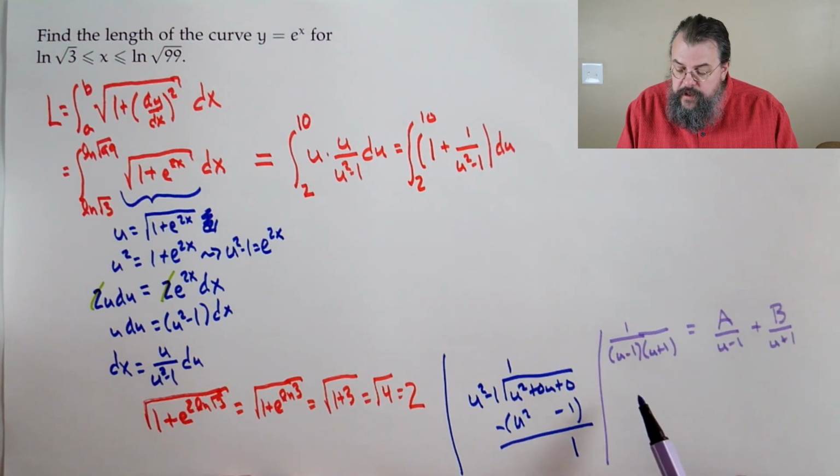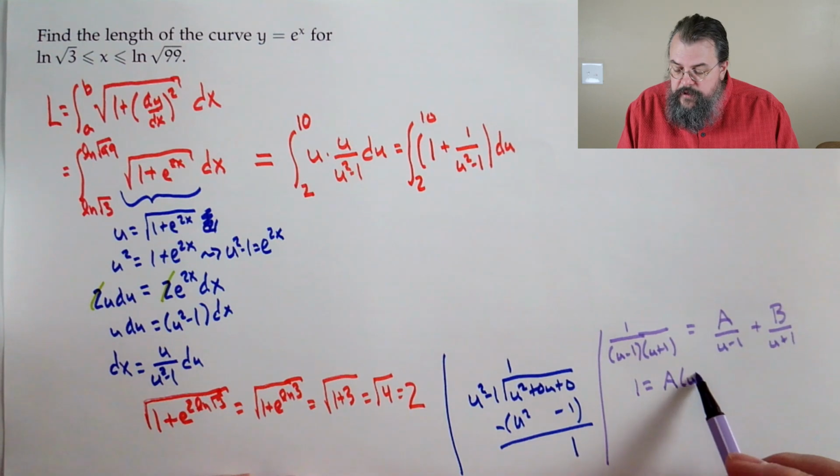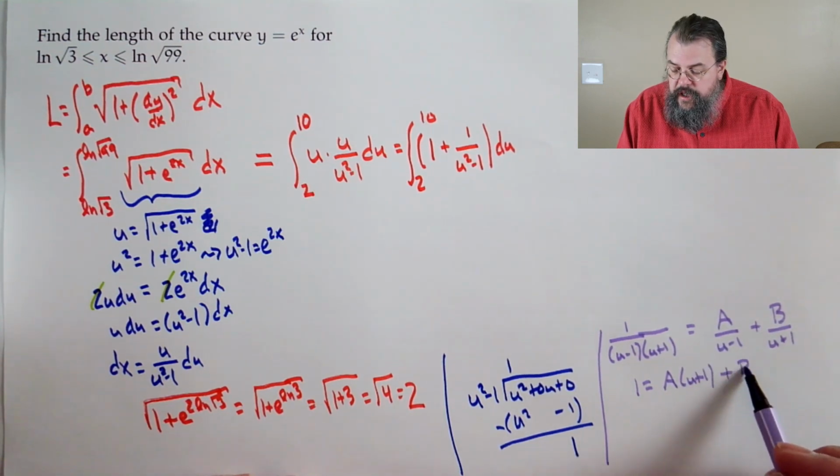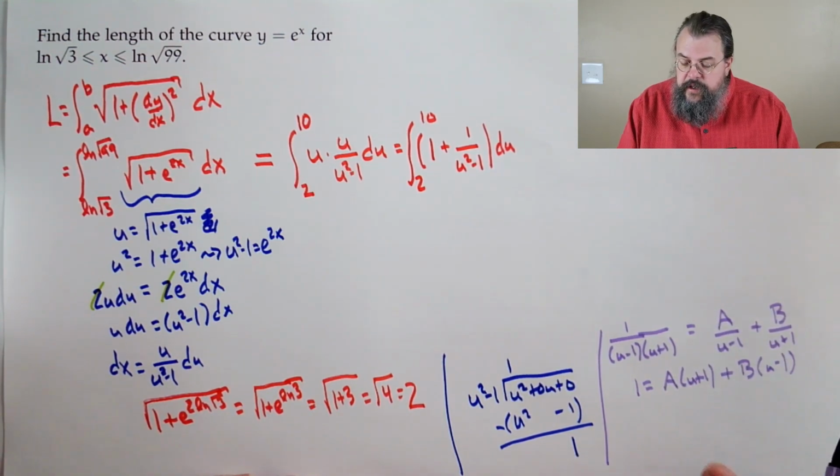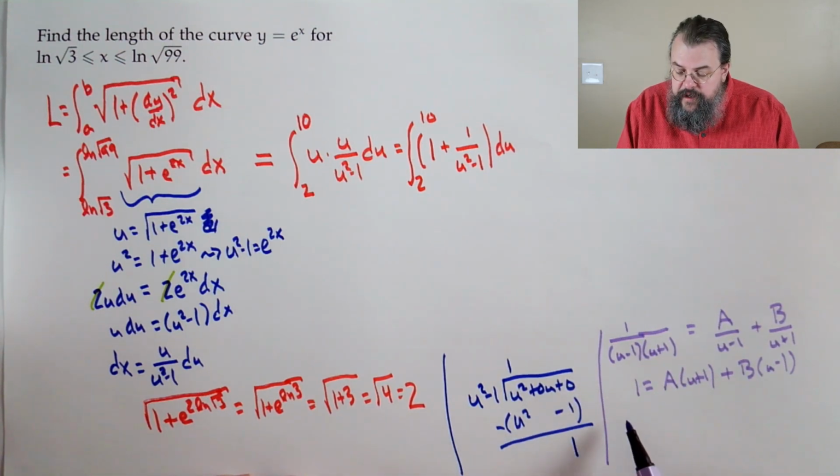Okay, well, clear your denominators. 1 equals A times U plus 1 plus B times U minus 1. Clearing the denominators means you just multiply out. Okay, now we just pick nicely.